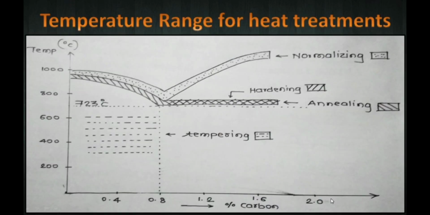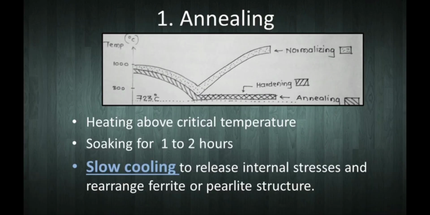Temperature range for heat treatments: normalizing is done above 1000 degrees Celsius and above the critical temperature, which is shown in this picture. 0.8% carbon is always there in the metal. Then in this part we can see that annealing is done at 723 degrees Celsius, just below the critical range. Then hardening is done at that temperature where annealing is done, and normalizing is above 1000.